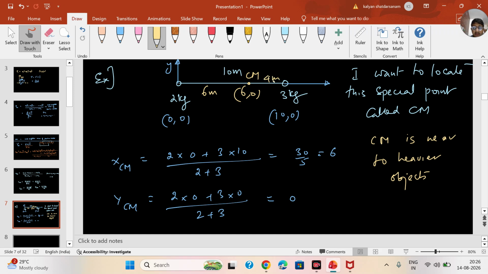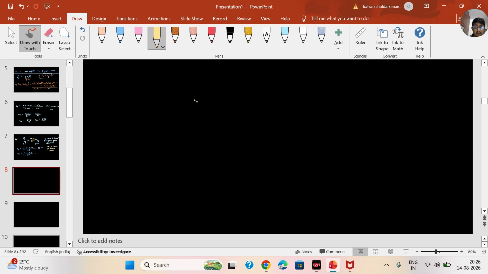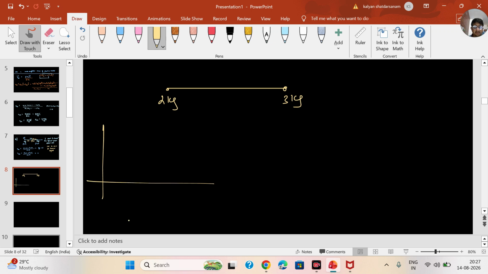Now let me tell you something very important. If you change the coordinate system, the coordinates of the 2 kg will change, the coordinates of the 3 kg will change, the coordinates of the center of mass will change, but the distance of the center of mass from the 2 kg and 3 kg will not change, the physical location. So let me explain. This is the 2 kg, this is the 3 kg. The distance between the 2 and 3 kg is 10 meters, right?